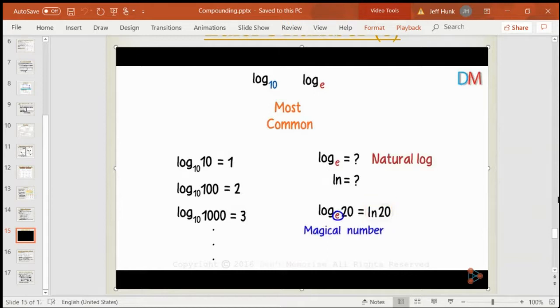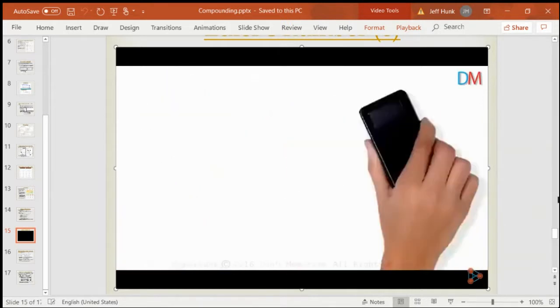Some call it a maximum number. Some call it an irrational constant. Some call it Euler's number. But the harsh truth is this: very few people actually understand what e is.